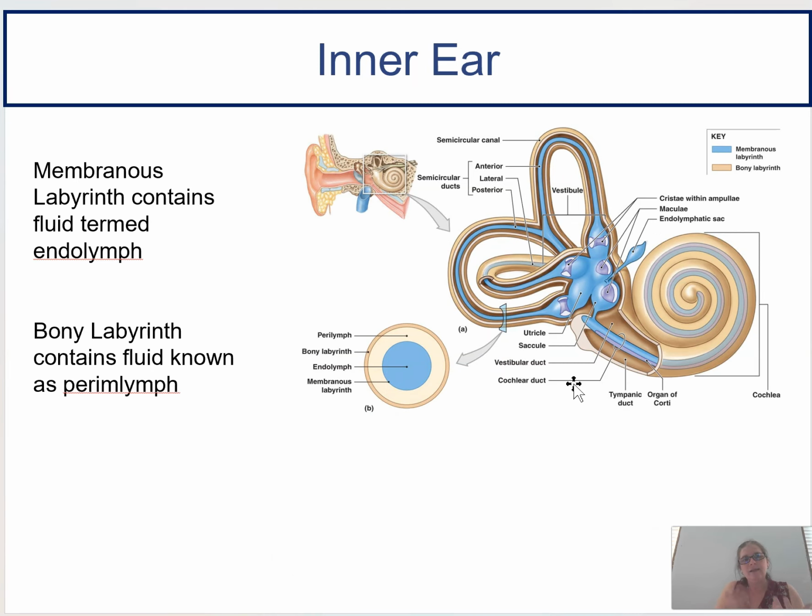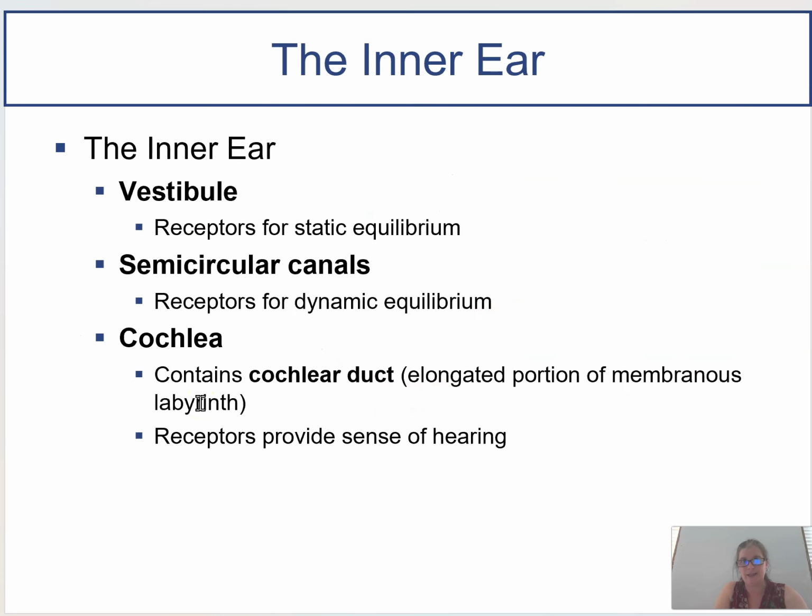Now, these structures are going to have fluid. So again, imagine sound waves, right? Physical wave. So when it hits it, it's going to make it move. That's where we're going to be getting important. You don't have to memorize which one has endo and which one has perilymph, but we know there's fluid inside. So let's look at the structures of the inner ear.